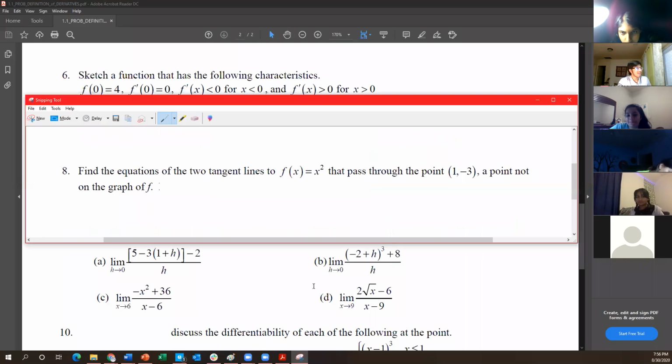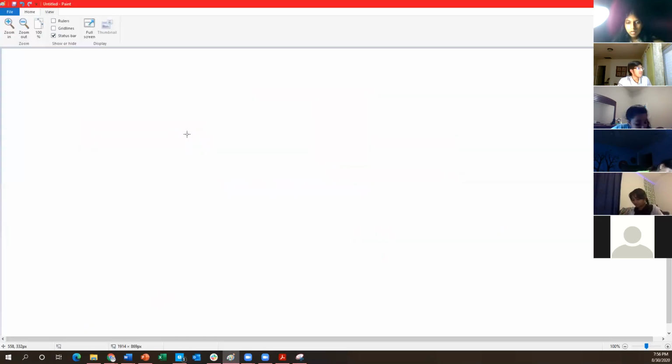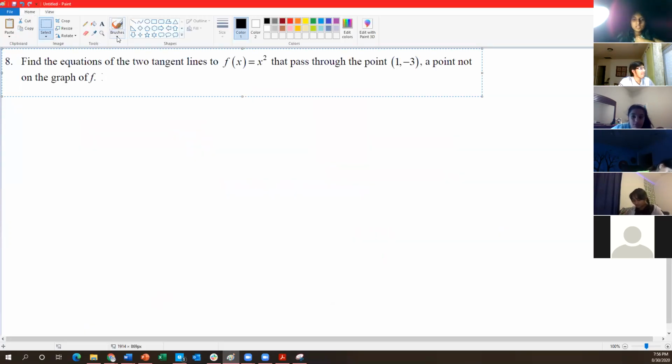Number 8. Okay. What page is this? I think this is on page 2, but that's from the previous problem set, not the current one. Oh, I was so confused. Okay.